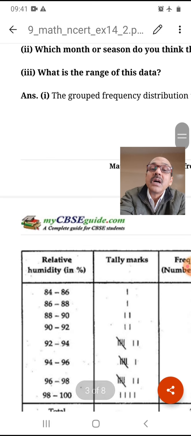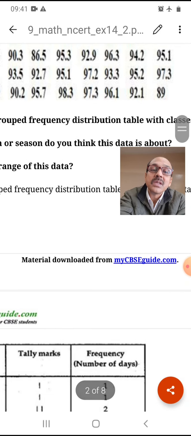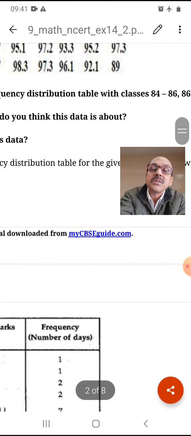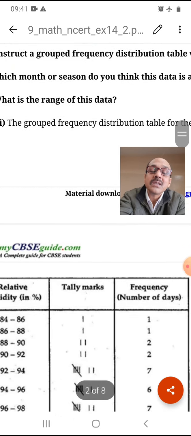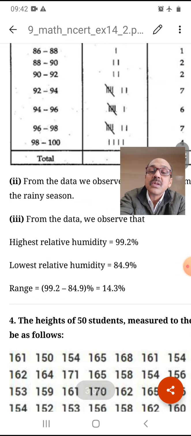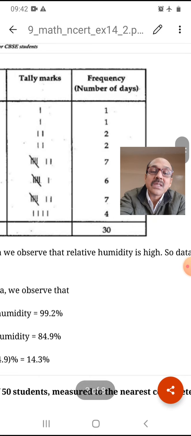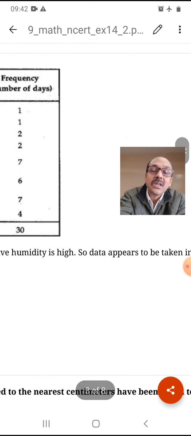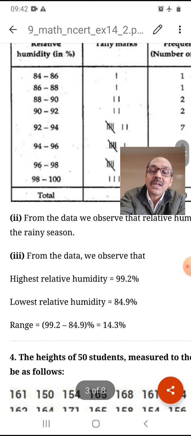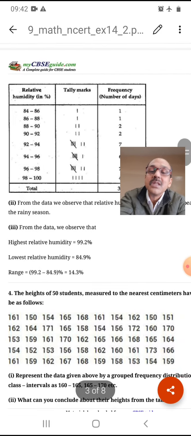Now here 3 questions are there. Construct a group frequency distribution table. Okay, it is a group frequency distribution table. Now which month or season do you think this data is about? So from the data we observe that relative humidity is high, because 99, 92, 93, 94. So humidity is high, so the data appears to be taken in the rainy season, because we know in the rainy season humidity is high.